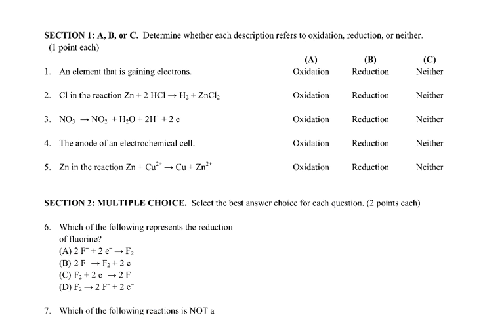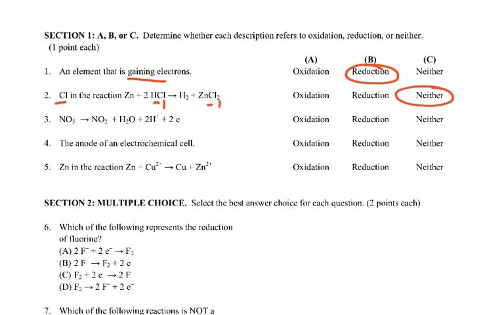So first off, it says determine whether we're talking about oxidation or reduction or neither. So an element is gaining electrons. Gaining electrons is reduction. Grr. Cl in this reaction: in a compound, Cl is -1, and in this compound, it's also -1. So it is neither oxidation nor reduction for the chlorine. The other guys are doing stuff.